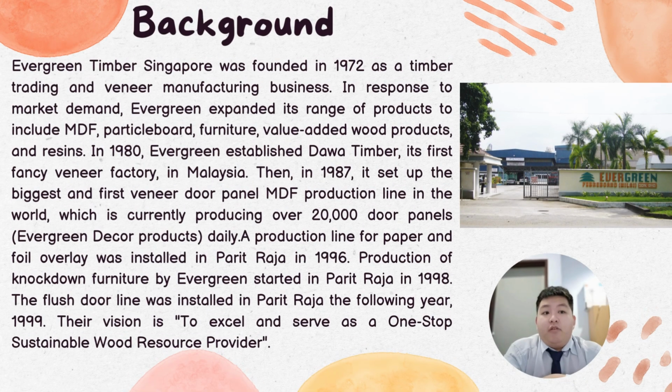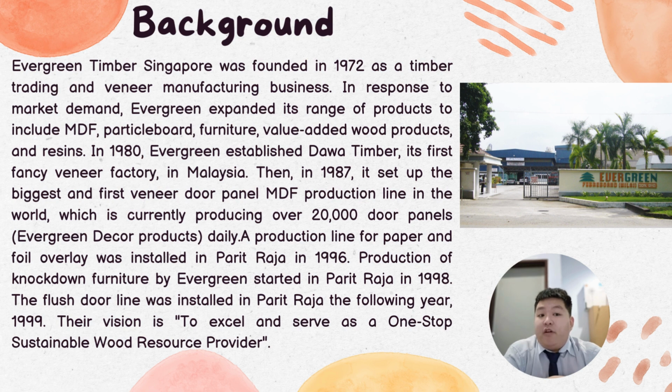Green Timber Singapore was founded in 1972 as a timber trading and wood manufacturing business. In responding to market demand, Green extended its range of products to include MDF, particle board, furniture, and value-added wood products. In 1980, Green established Dawa Timber, the first panel manufacturer in Malaysia. Then in 1987, it set up the biggest and first MDF production line in the world, with its current production over 2 million panels daily.